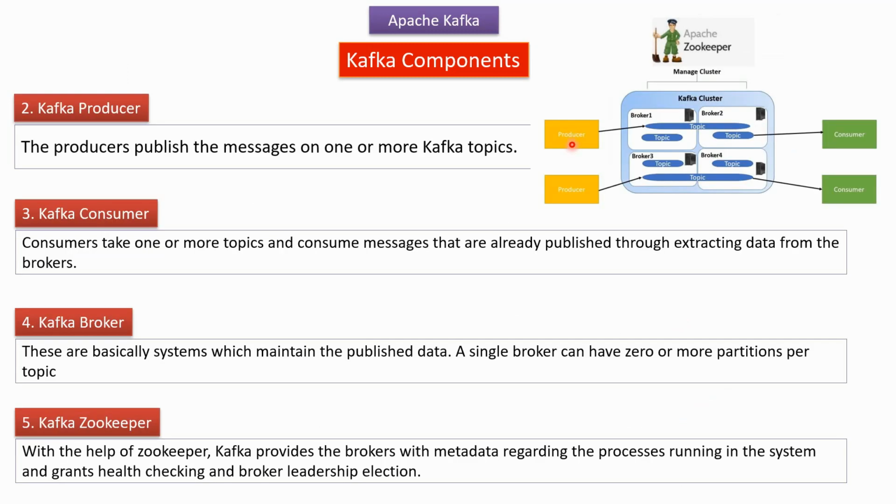Here you can see the Kafka producer, which publishes messages to one or more topics, and here you can see the Kafka consumer, which subscribes to one or more topics and consumes messages from them. Here you can see there are 4 brokers, and these brokers are basically systems that maintain the published data, and a single broker can have 0 or more partitions per topic.